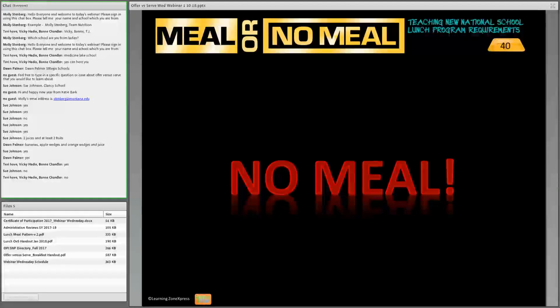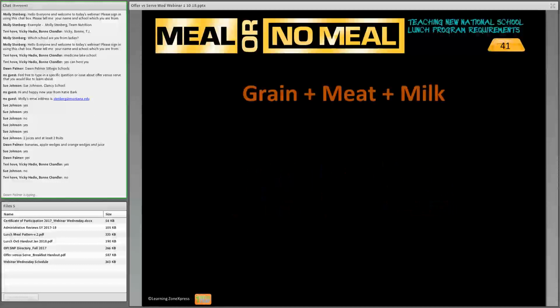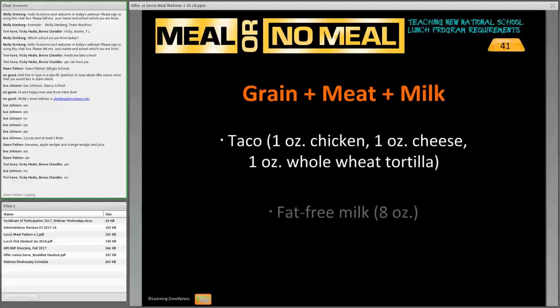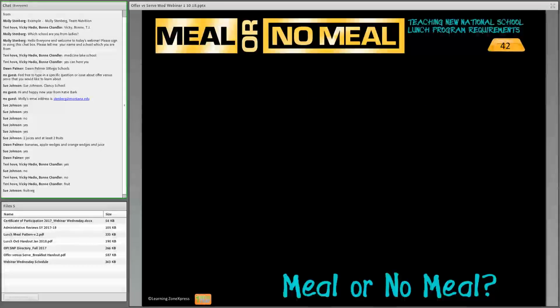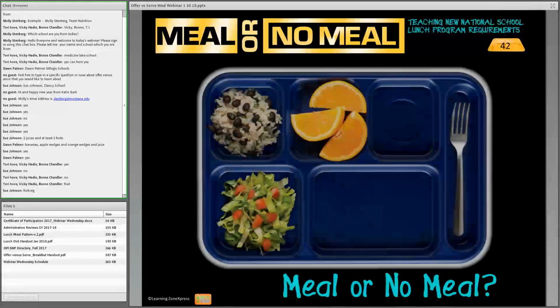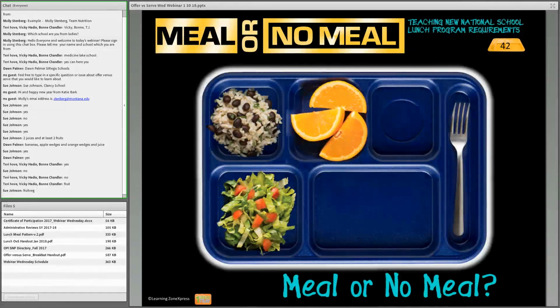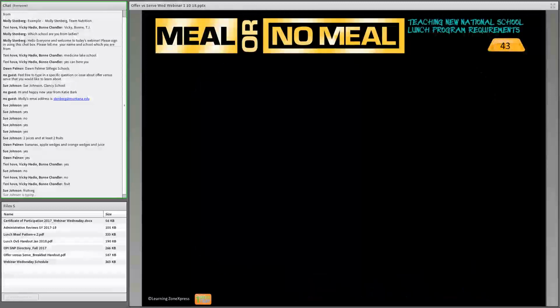Okay, you guys are saying no, and you're correct. And it's not a reimbursable meal because what is it missing? The fruit. Yep. Okay, how about this? Just let me tell you that this rice counts as 1 ounce of a grain. And then you have half cup orange and half cup lettuce. So is this a meal or no meal?